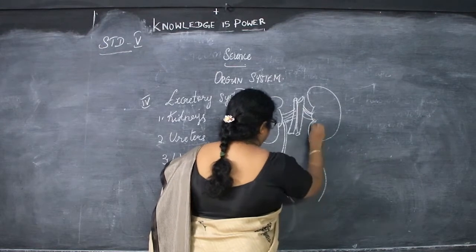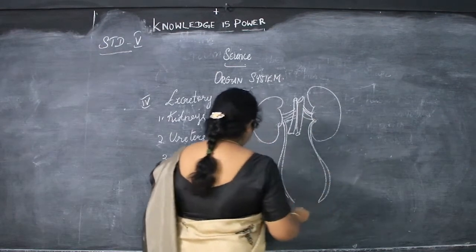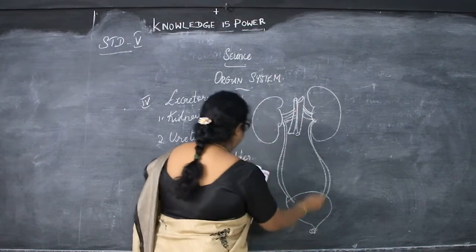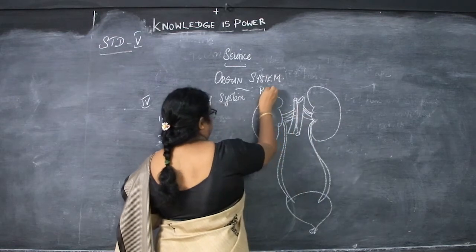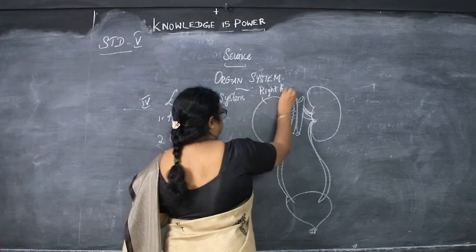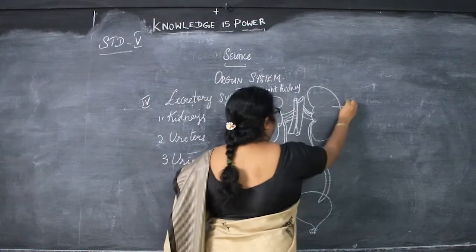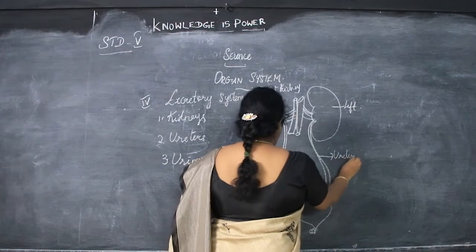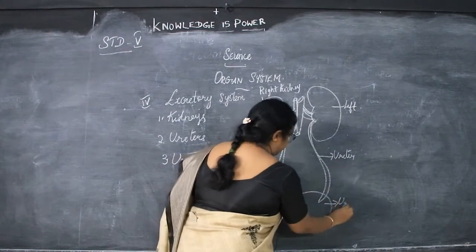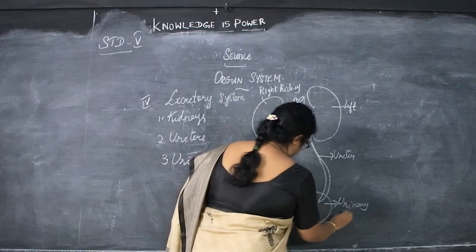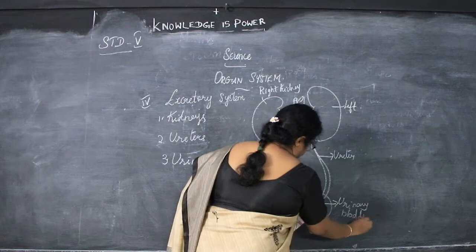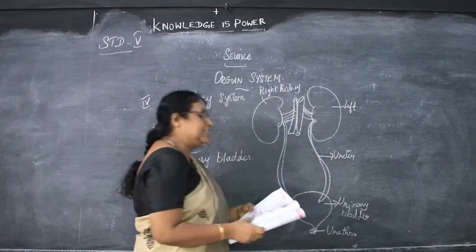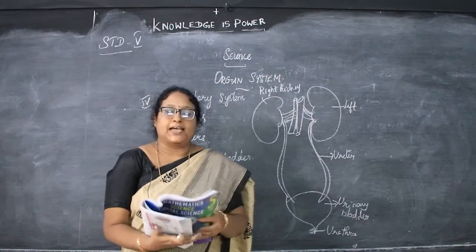So these are the two kidneys, this is a ureter, this is the right kidney, the left kidney, then this is a ureter, urinary bladder, and urethra. Now, the kidney filters blood to remove the waste and produce urine.